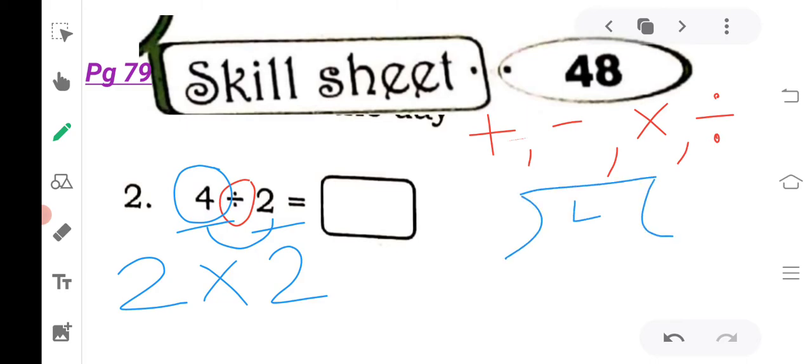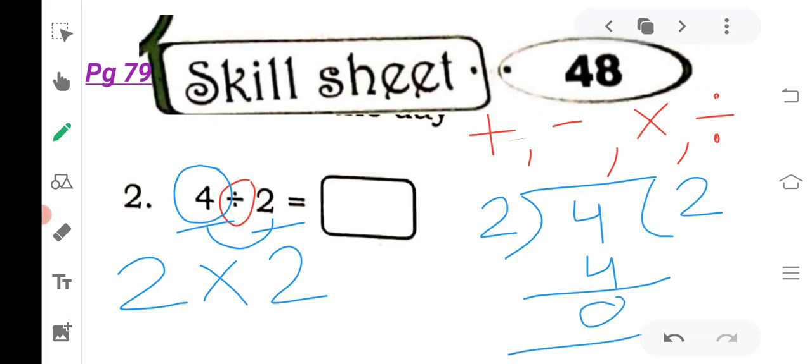The bigger number will be written here and the smaller number will be written here. You will study in brief how to divide. You will count the table of 2: 2 ones are 2, 2 twos are 4. So 4 comes, you will write 2 here and you will write 4 below.